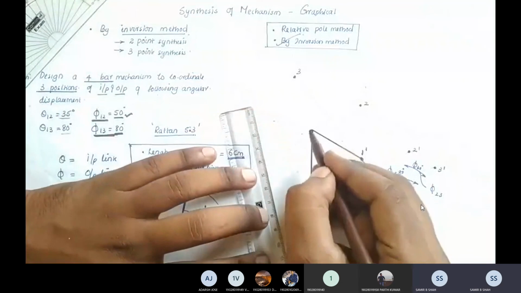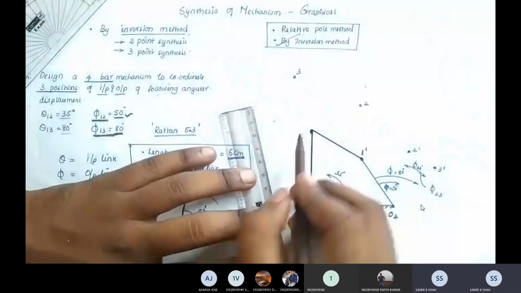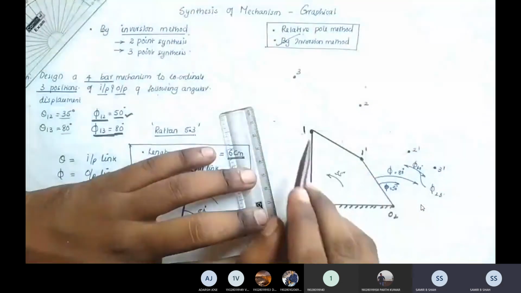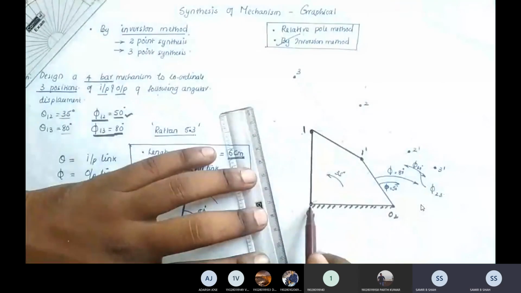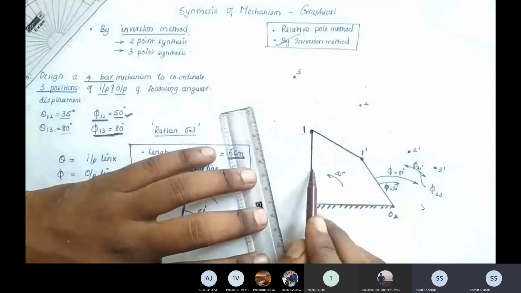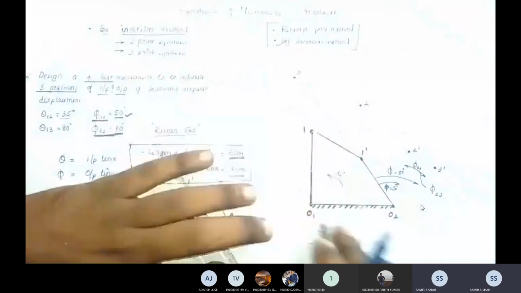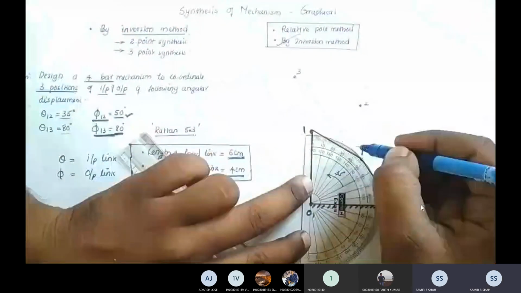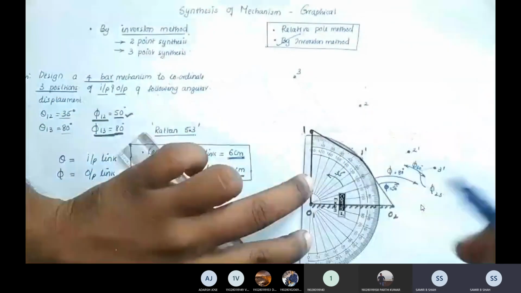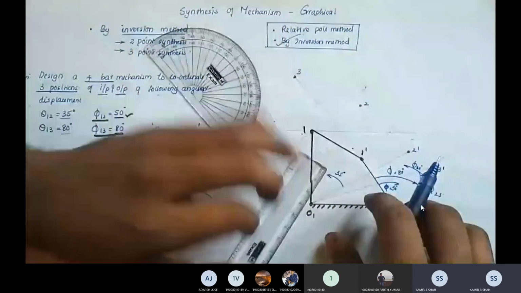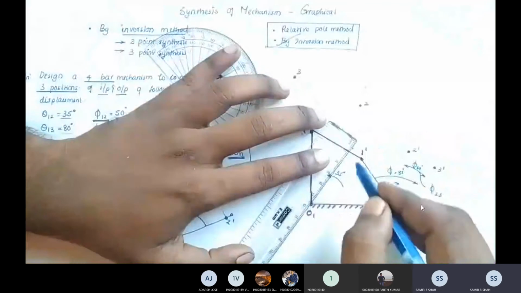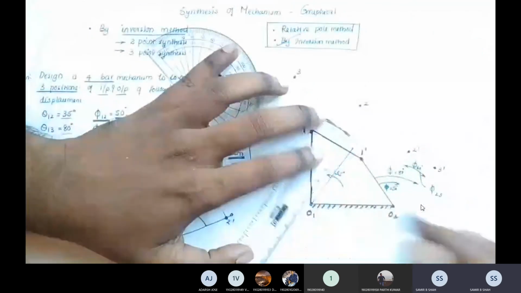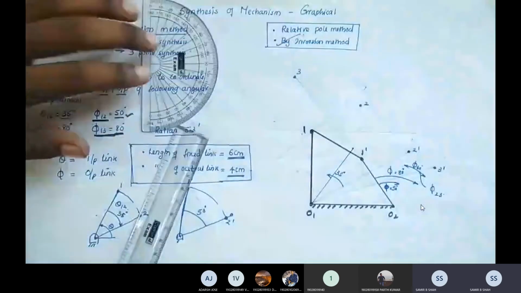Suppose if you need to check whether this is right or wrong, just displace this input link. I'm just taking this input link 35 degrees in the clockwise direction. This is 35 degrees. Now this may be the position.